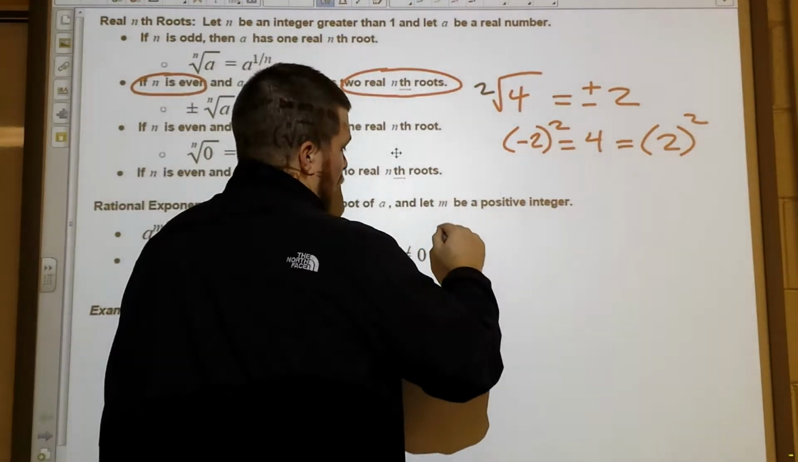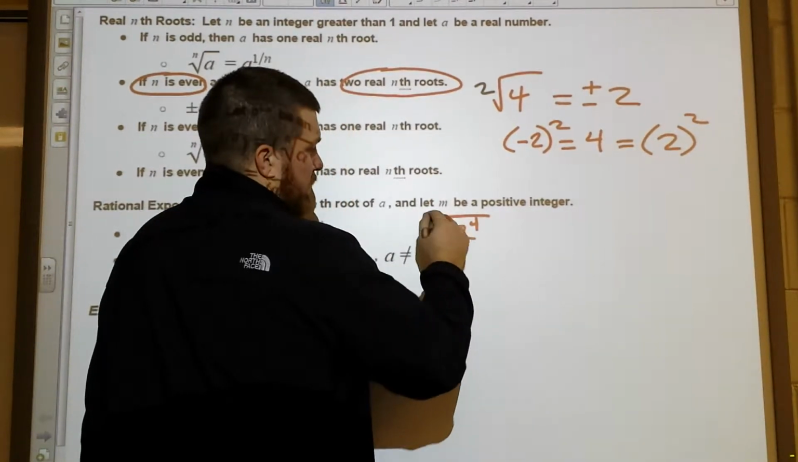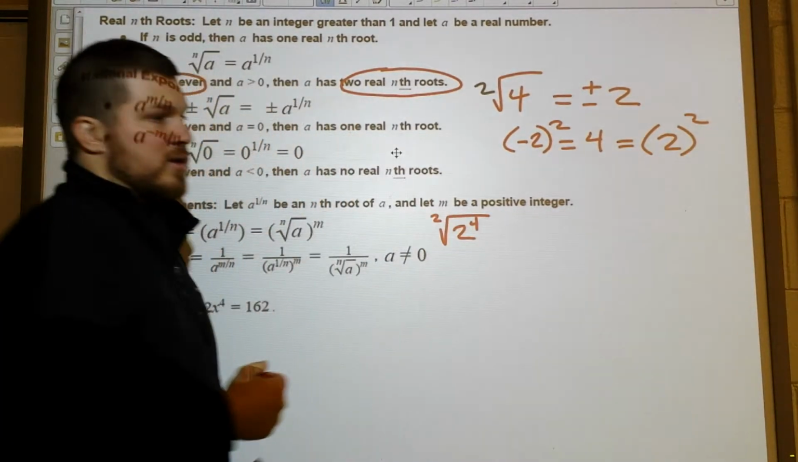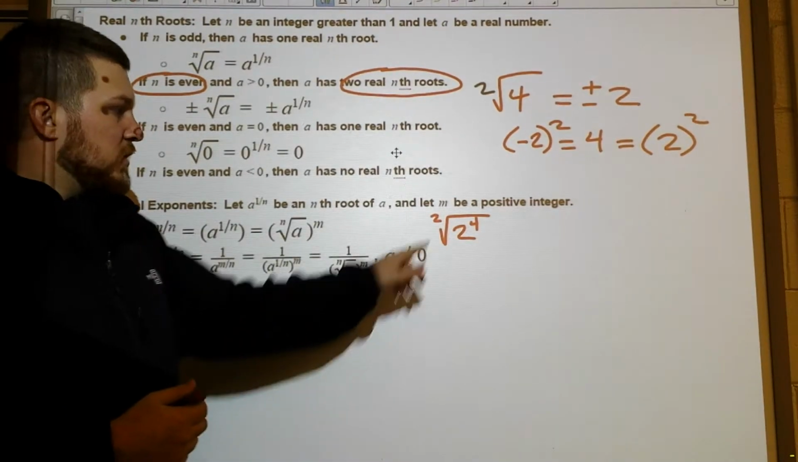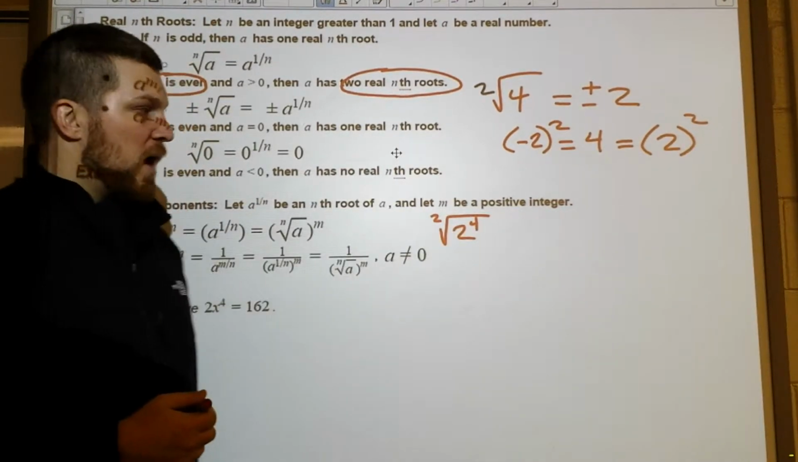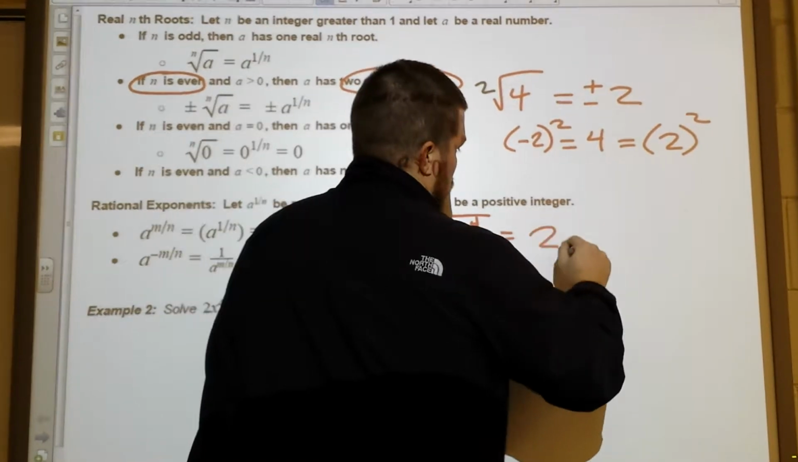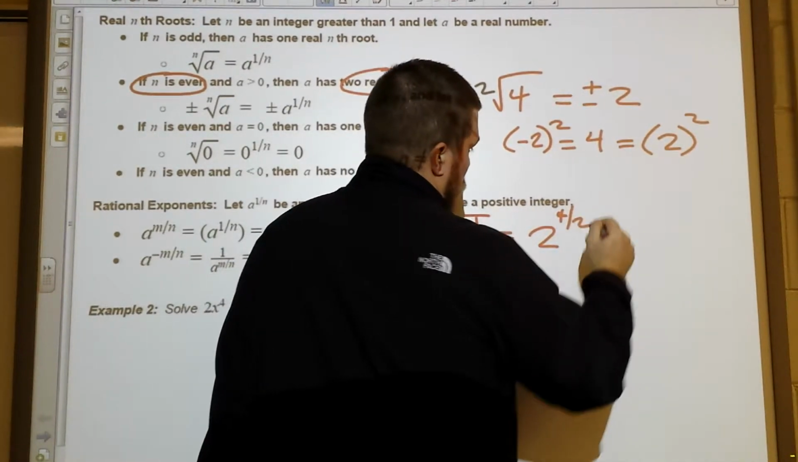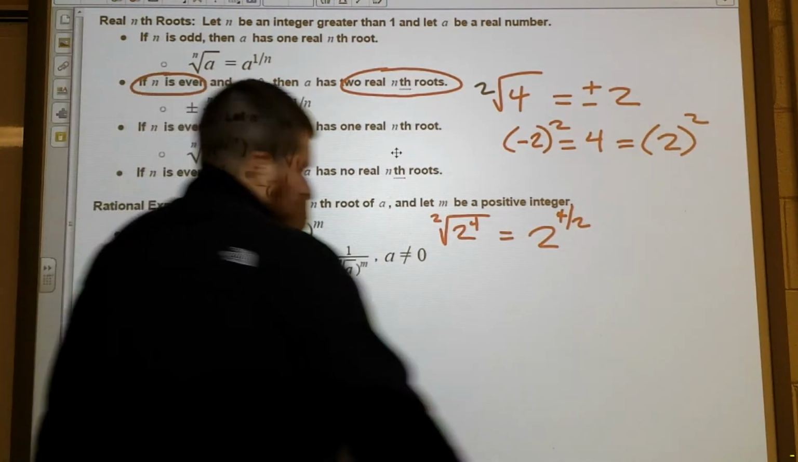So just a quick example. Let's suppose I had 2 to the 4th, and then I want to take the square root of that. So again, for square root, the index is 2. So I had something like this: the square root of 2 to the 4th power. So that 4 is up in the air. I can rewrite that as 2 to the 4 over 2 power. Okay? Pretty easy.